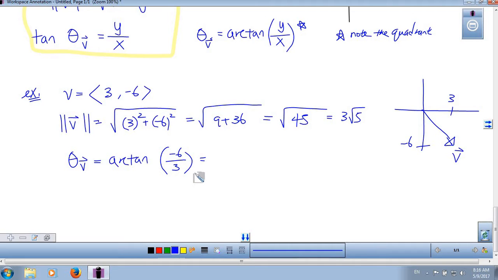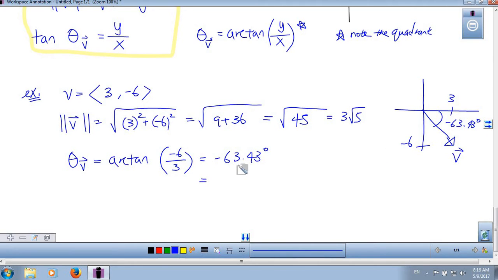Let's see how many degrees that is. Let's make sure we're in degree mode. Arctangent of negative 2 is negative 63.43 degrees, rounded to the hundredth. That's a negative answer because it gives us this angle, negative 63.43 degrees, which is good. That's the correct answer. We don't really have to change it.